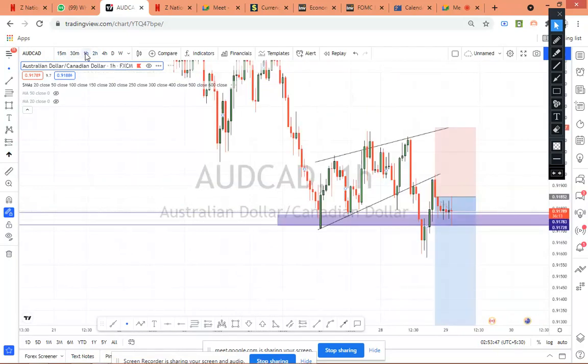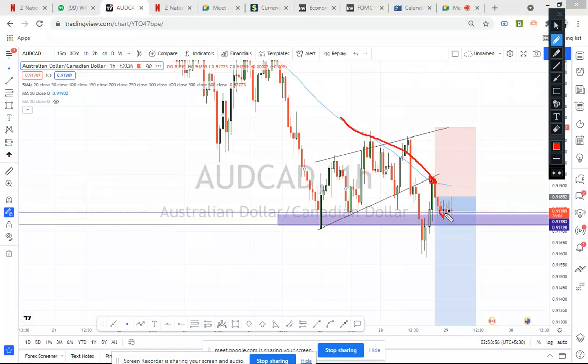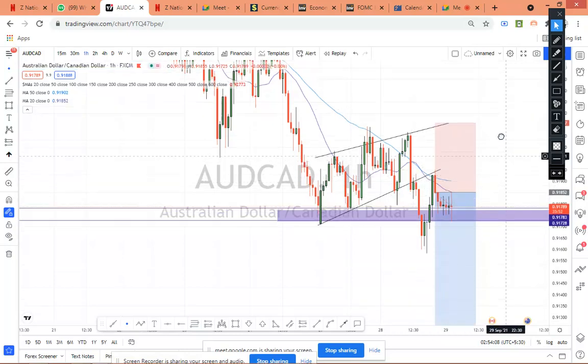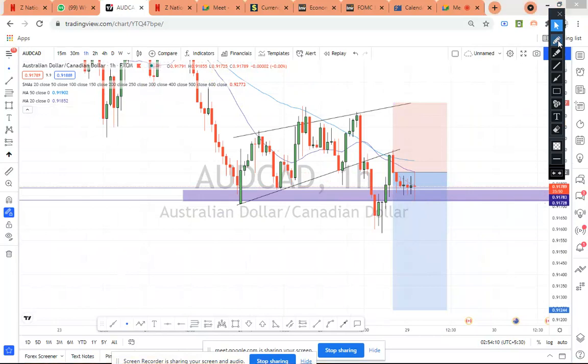So let me check 50 moving average. Yes. Look at 50 moving average. Resistance and its price is going down. So that would also be a sell trade too. Let me check 20 moving average. Also 20 moving average. See, both the price is going down. So what I need is price to come to this level.